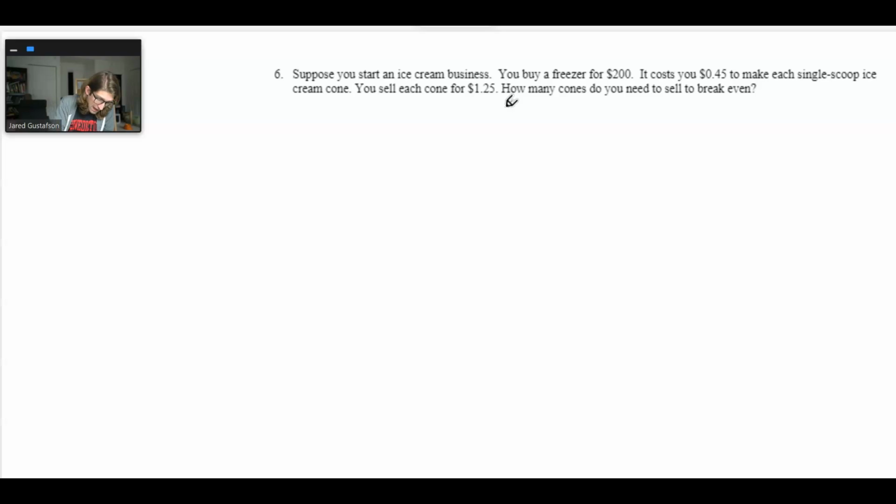Well, let's start by highlighting. Freezer costs $200. That's going to be something. It costs you 45 cents to make an ice cream cone, but you sell those cones for $1.25. Break even. What does break even mean? It means that you're not going to be losing any money. So let's try to think about our equations in how much you make and how much you've spent.